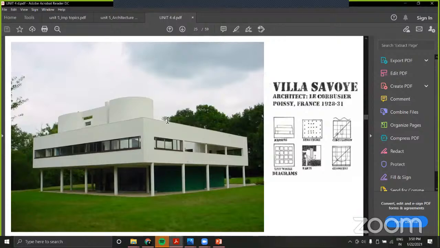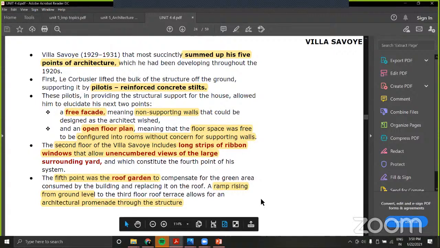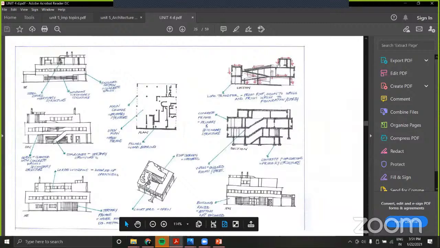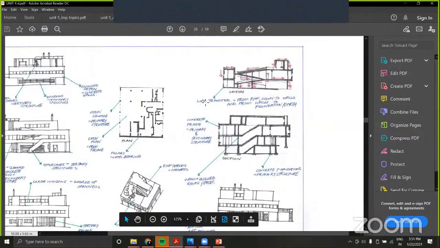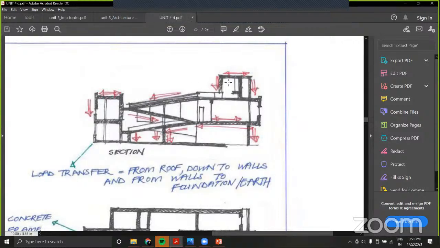Since it is surrounded by a courtyard, the fifth point was the roof garden, to compensate for the green area consumed by the building and replace it on the roof. This is the roof garden which he initiated, and he gave a ramp-like structure which goes from the ground floor to the upper floor. As you can see, this is the ramp which I told you about. This is the ramp which goes from the ground floor to the upper floor.